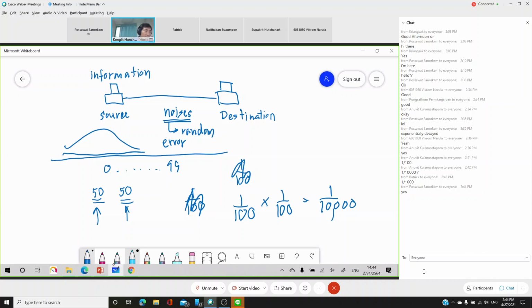It's not going to affect the second pick. We call this concept independent. You have to understand what independent means. If the first pick and the second pick are not independent, then the answer would not be 1 over 100.